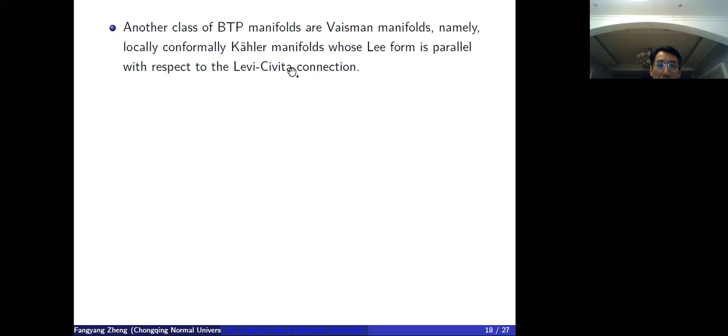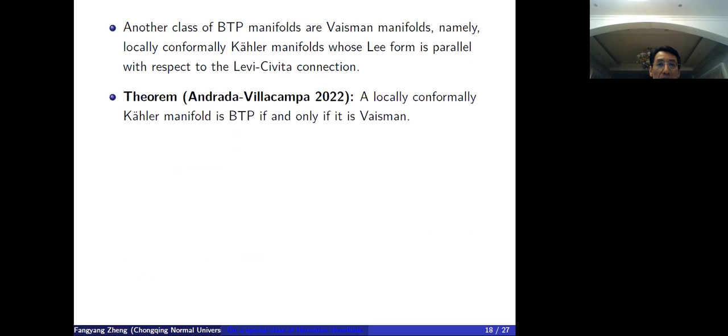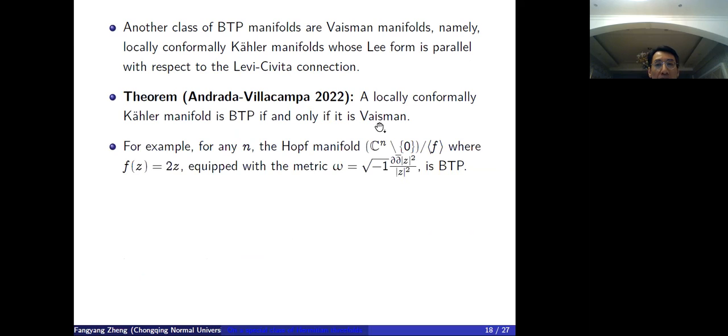Another example is all the Vaisman manifolds. It's a recent result by Andrada and Villacampa. They show that any locally conformally Kähler manifold is BTP if and only if it is Vaisman. Okay, so this also gives a nice characterization of Vaisman manifolds from a different angle. For instance, if you look at the simple standard Hopf manifolds in any dimension, they're always BTP.